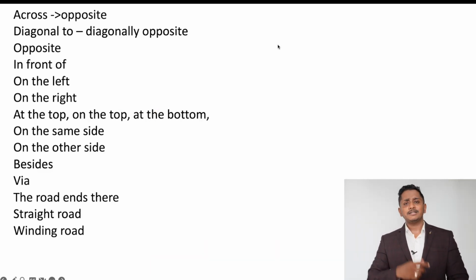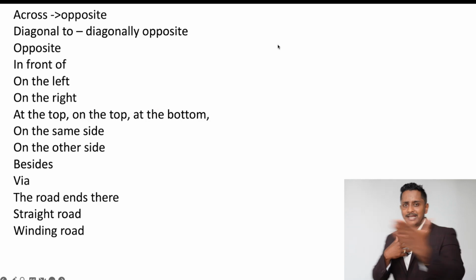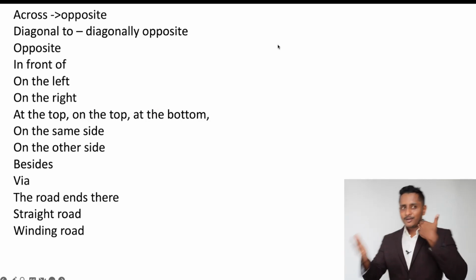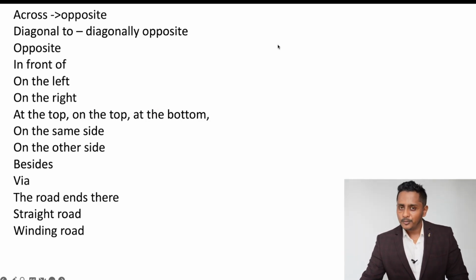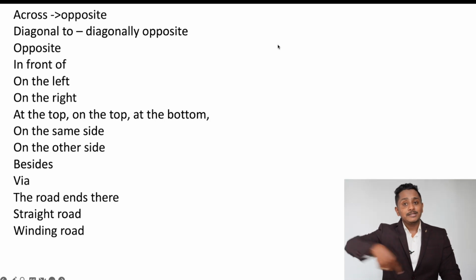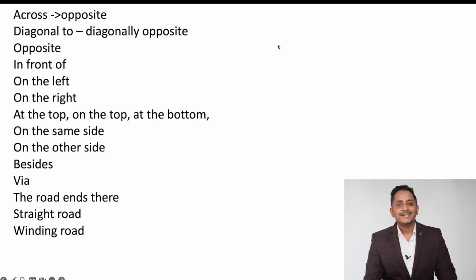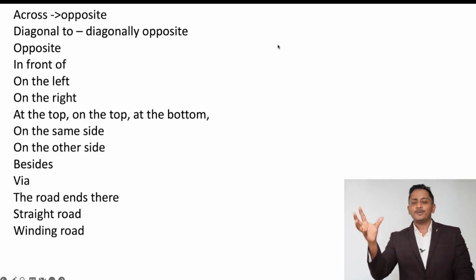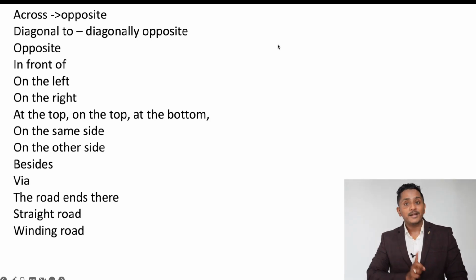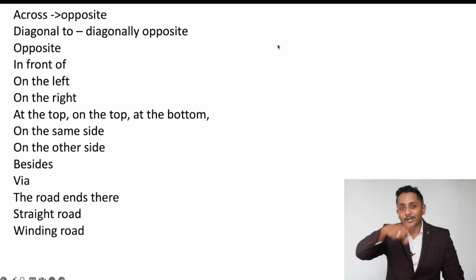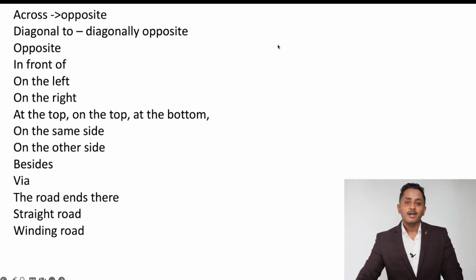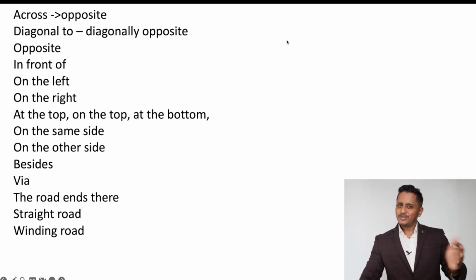For example, across is, see, my across is this. If I stand this way, my across is this. Across is just the opposite direction. Diagonal to is this. This is straight, this is diagonal. Diagonal to this, there is a shop, perhaps they may say. So you should know it is this. Like I told you, you should just point your finger or the mouse along. Opposite is this. Opposite, across almost mean the same.